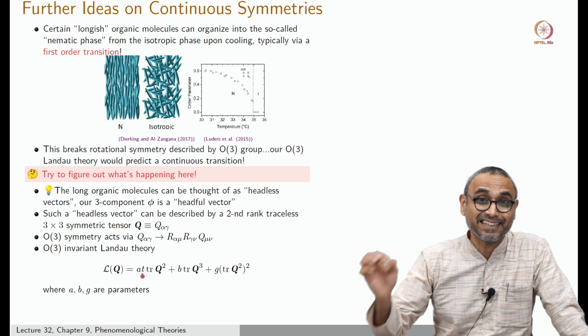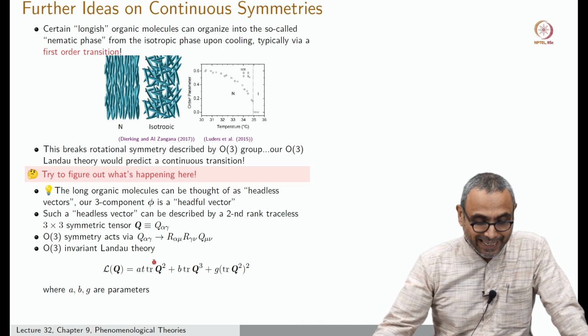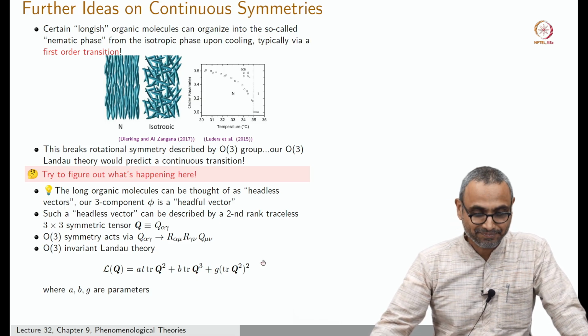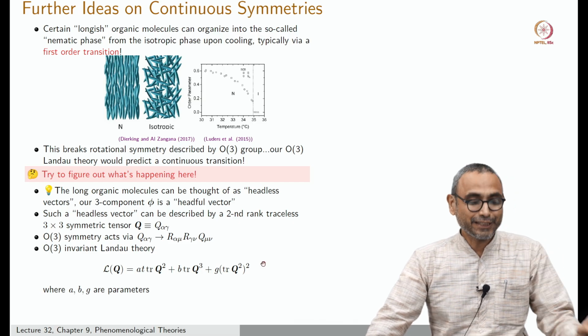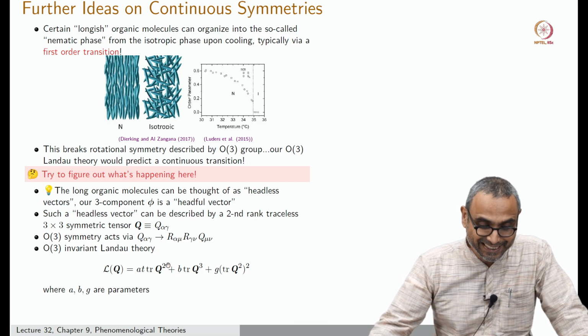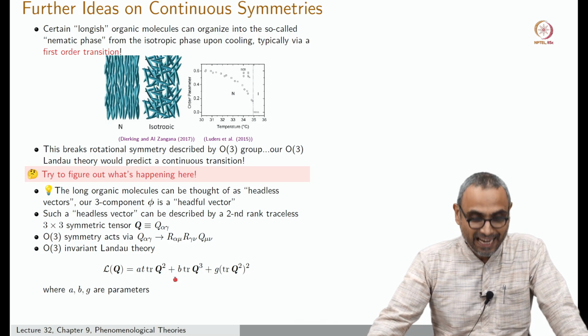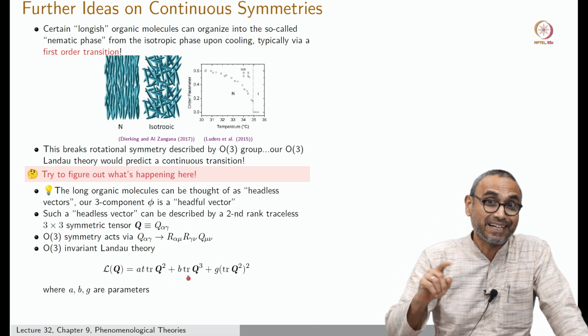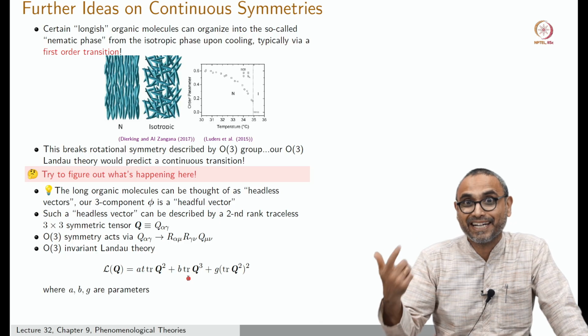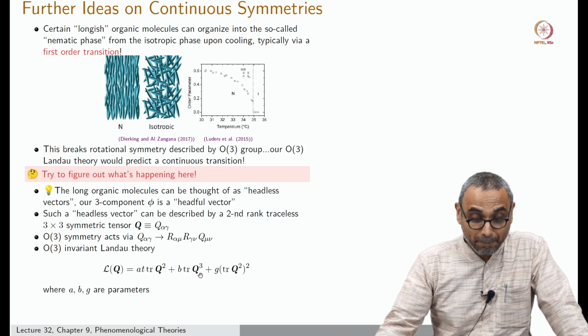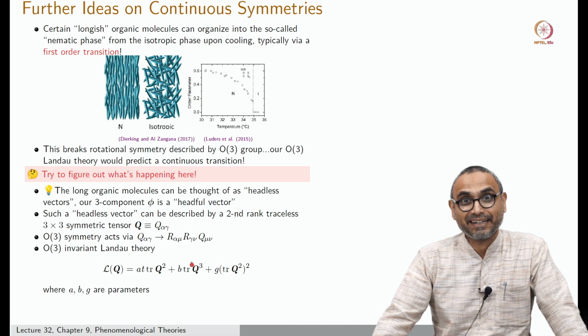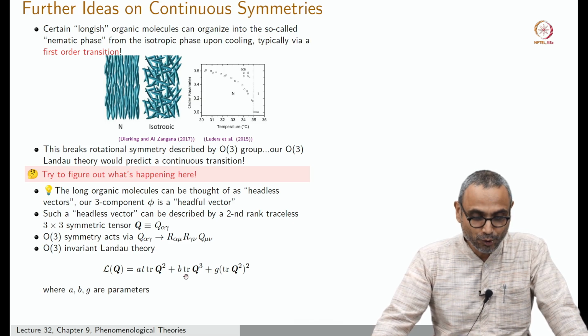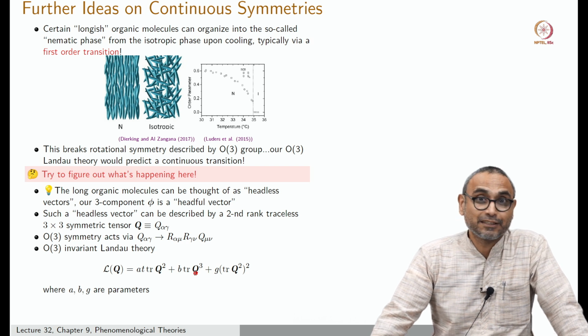AT, where T is the distance to the transition, trace Q squared, B trace Q cubed, and G trace Q squared the whole squared. Now the very important thing to observe is that you are forced to write this. We could not write a phi cubed term in the Ising model because it was not invariant under symmetry, but this is invariant under symmetry. You can explicitly show that trace of Q cubed is invariant under symmetry. So you have to write it, there is no choice.